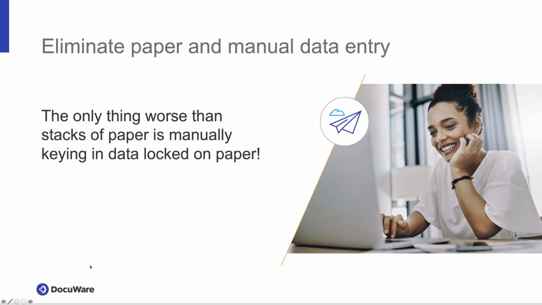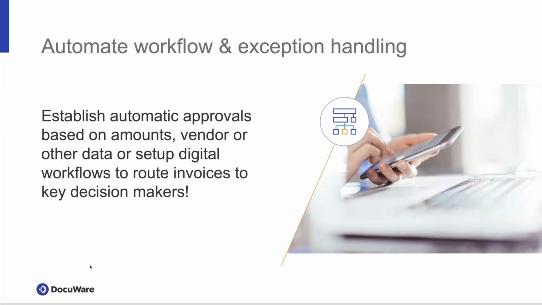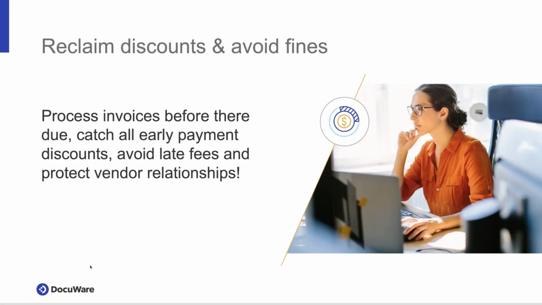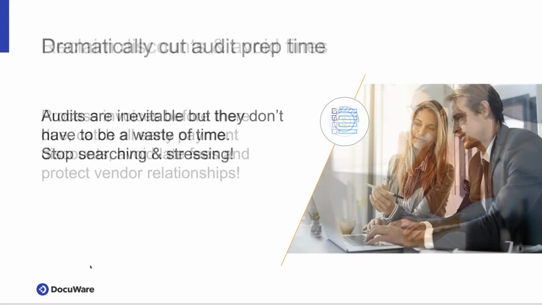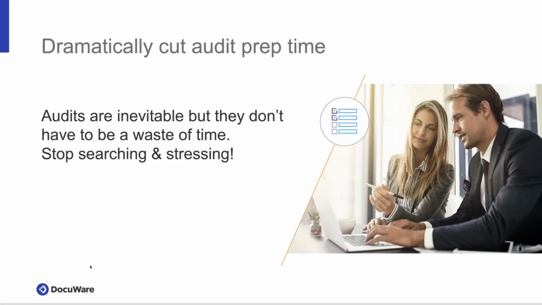So the only thing worse than stacks of paper is manually keying in data and on paper. Exception handling. We will have automatic approvals based on vendors, based on other data that's set up, and workflows to route to the right key decision makers. We can avoid fines, process invoices early due to early payment discounts, avoid late fees, and protect our relationships. Auditors are inevitable, but this will cut out the prep time for the auditors with the search and retrieval.